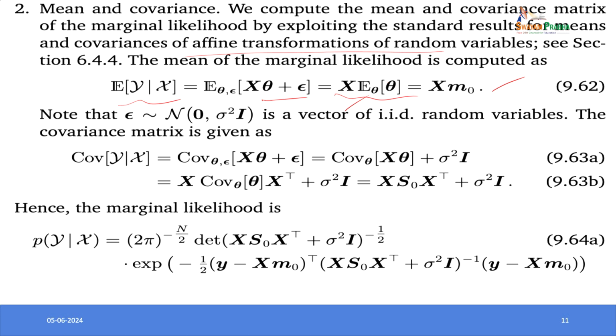So, the covariance is given by the covariance of y by x, equal to the covariance of X theta plus epsilon, which is equal to the covariance of X theta plus sigma square I. For simplification, taking X outside, it is X covariance of theta X transpose plus sigma square I. So, X into the covariance of theta is represented as X into S naught X transpose plus sigma square I. Hence, the marginal likelihood is p of y by X equal to 2 pi whole power minus N by 2, determinant of X S naught X transpose plus sigma square I whole power minus half, into exponential of minus half into y minus X m naught transpose into X S naught X transpose plus sigma square I whole inverse into y minus X m naught.